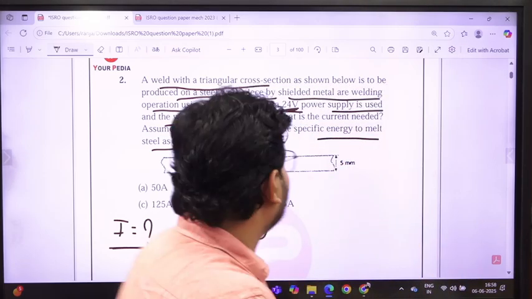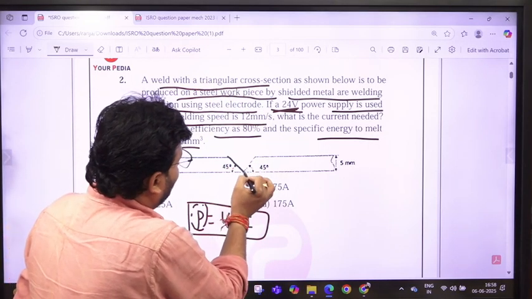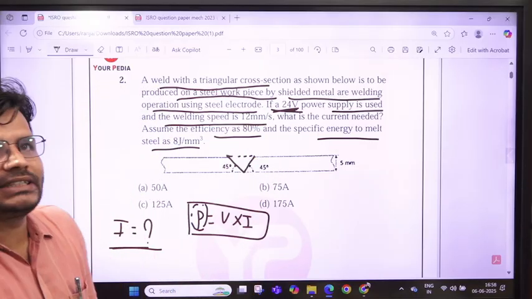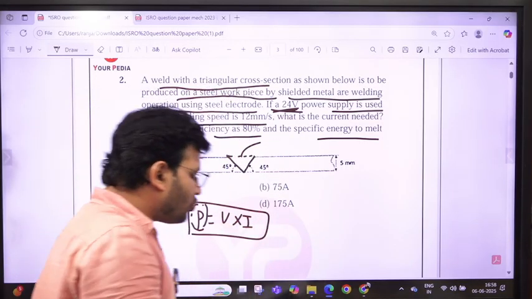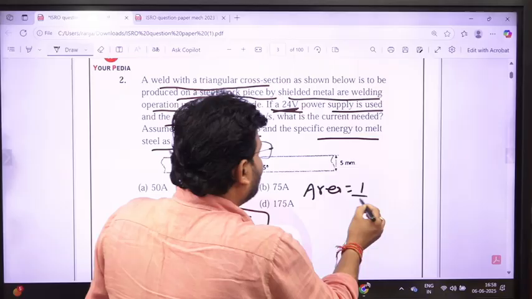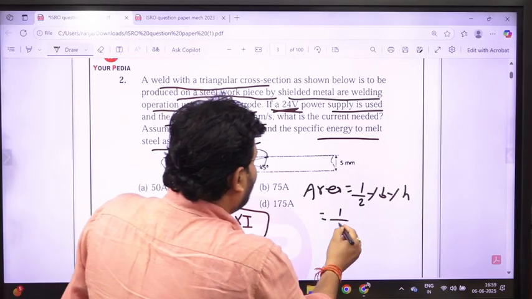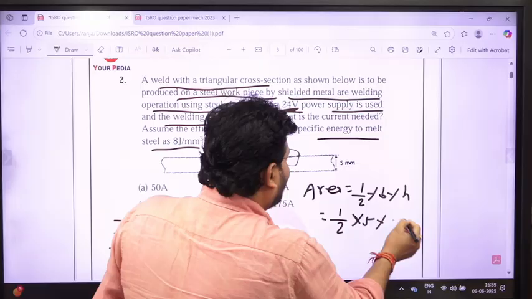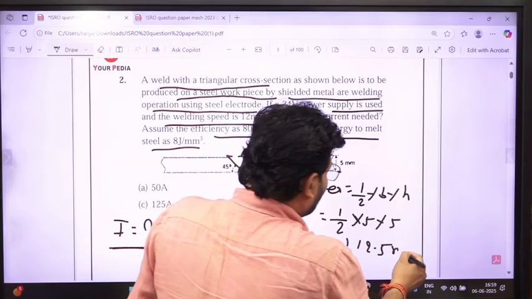So my dear friends, just think. See, that is the triangle, the joint section. So what will be the area of that, my dear friends? Simply we can say half base into height. So the total area is 1 by 2 into B, and that is given as 5, and that is 5. It is coming out to be how much? 12.5 mm square, right?